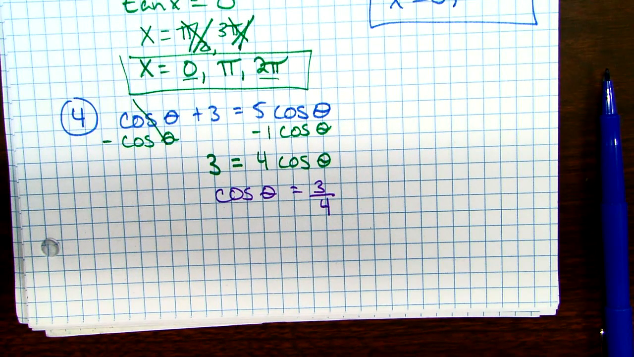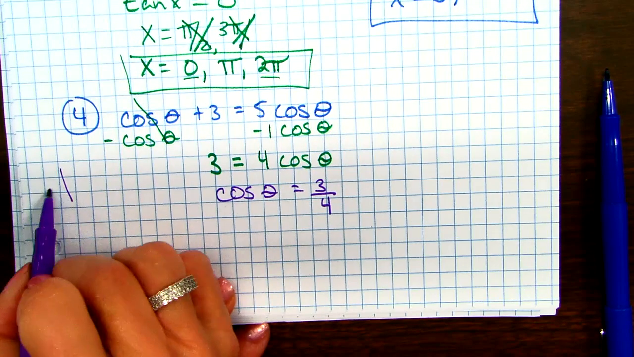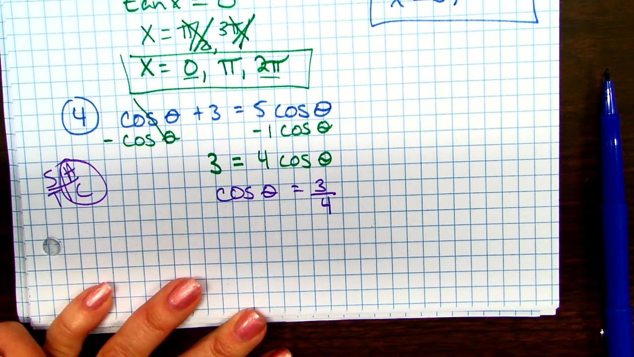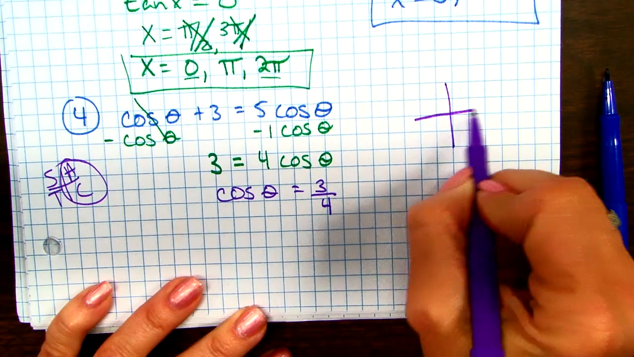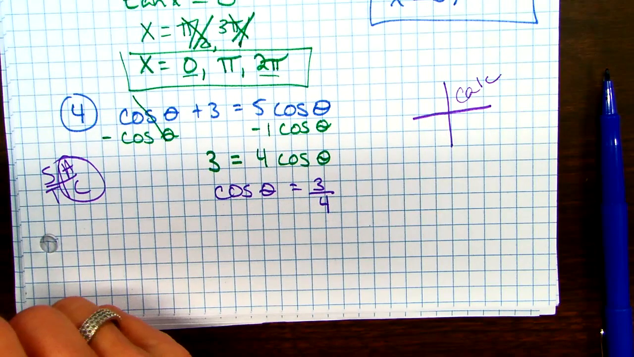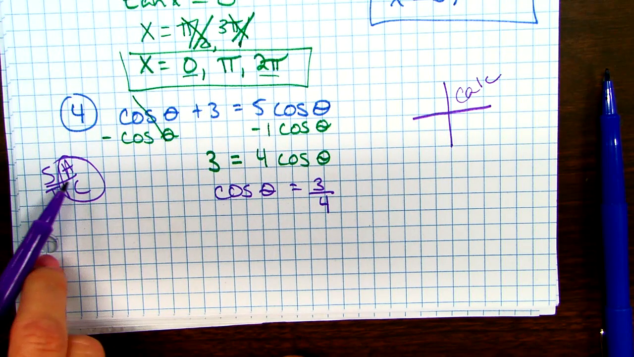I don't know that number. That's not like 1/2 or square root of 3 over 2. It's not one of the ones I recognize. That tells me go to my calculator. And so I need quadrants 1 and 4. So this is where you have to remember the differences in your quadrants. Because remember, your calculator will only give you quadrant 1, which we need, thank you very much.